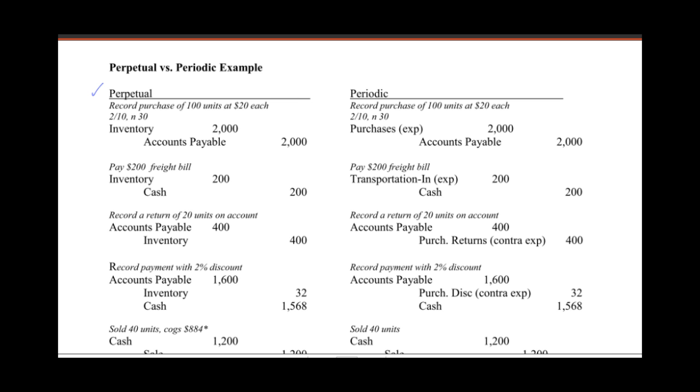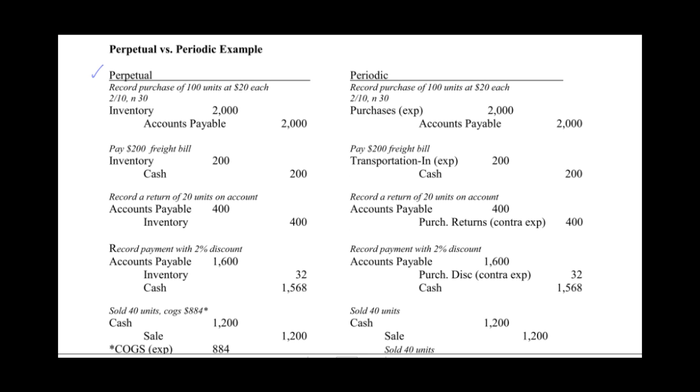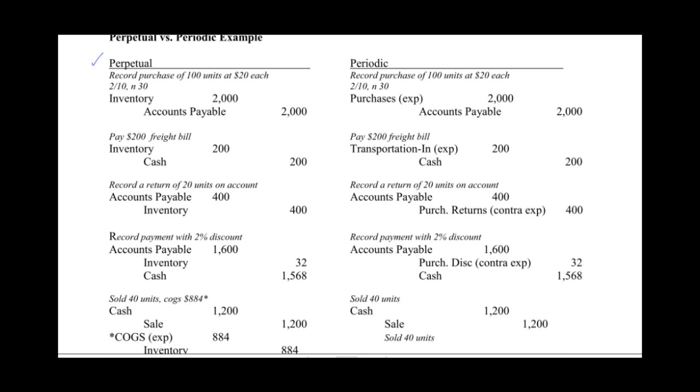Please note that when you're looking at the perpetual system, inventory is kept perpetually up to date. You add any purchases to the inventory account. You add any incidental costs directly related to inventory into that account. You remove any returns. And then if you're lucky and sell some inventory, you immediately remove it when you calculate cost of goods sold. So inventory is kept perpetually up to date.